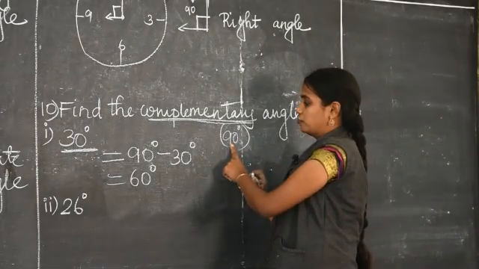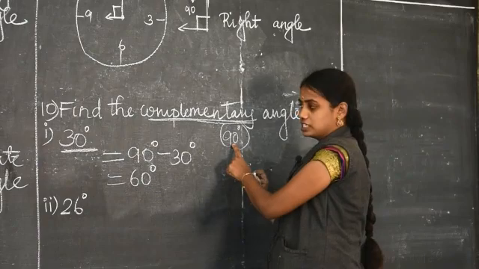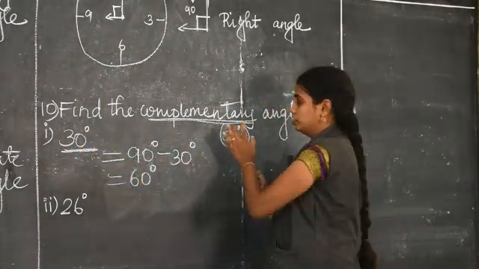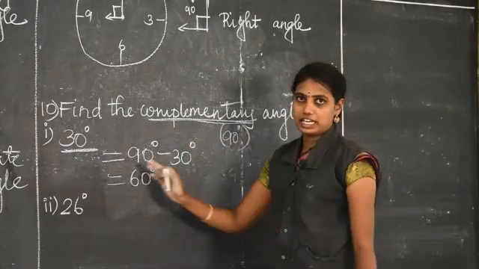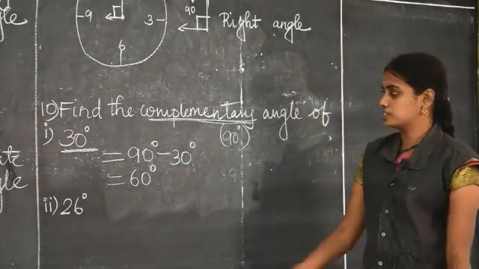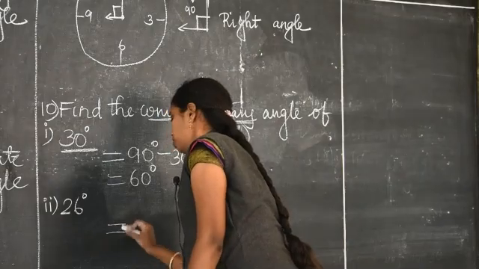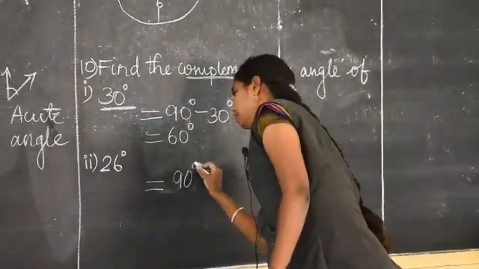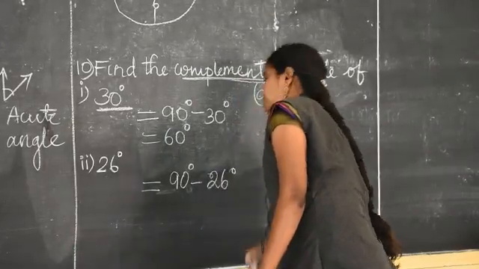We know that the sum of the two angles is 90 degrees, one angle is 30 degrees, and the other angle we should find out. So subtract from the total. 90 minus 30 is 60. Very easy. Likewise we can go for the next one. Total is 90, so subtract from the total, 90 minus 26 degrees.